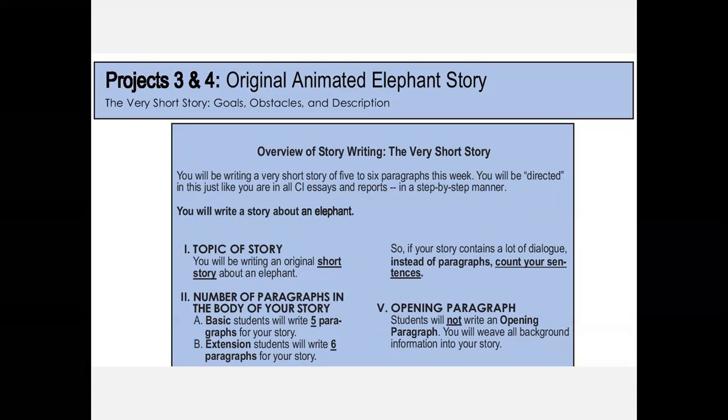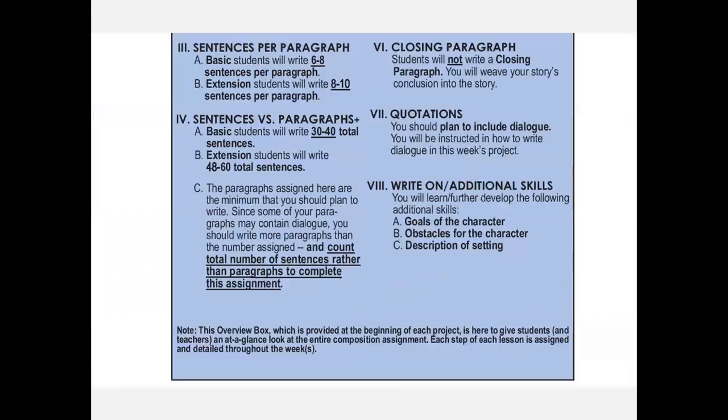and I told you, of course, that we want to give students expectations and we want to give them tools, right? So we want to give them every chance for success. So the overview box that I have on the screen right now, that you also have in your teacher's notebook, says projects 3 and 4, original animated elephant story, the very short story: goals, obstacles, and description. It gives all the expectations for the whole project.